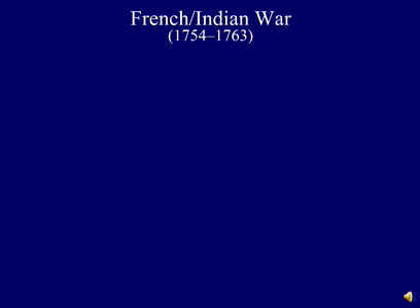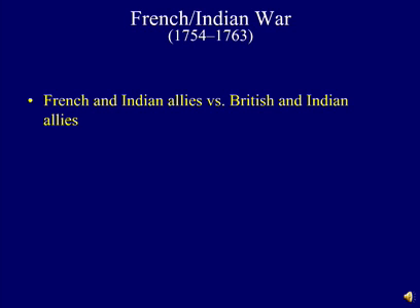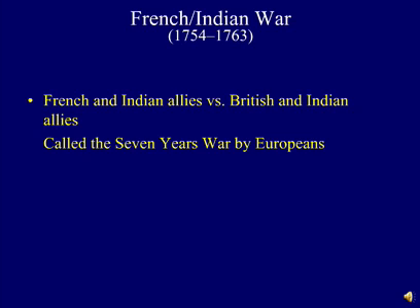A good place to start is with the simple definition of terms. Fighting in the French and Indian War began in 1754 and the war ended in 1763. It involved the French and their Indian allies fighting against the British and their Indian allies. In Europe, the war was called the 7 Years' War.